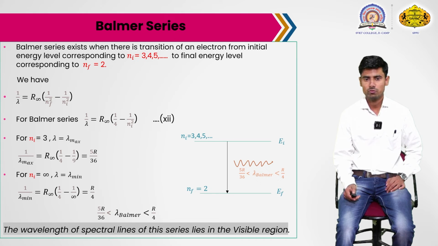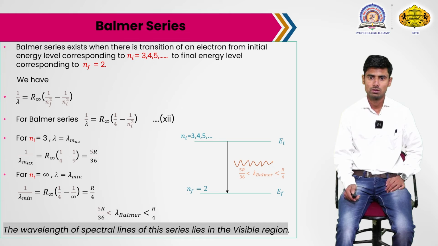And to find the minimum wavelength, I have to substitute Ni equals infinity, and you will get 1 by lambda equals R into 1 by 4 minus 1 by infinity, which comes out to be R by 4. So here you can observe that the wavelength for the Balmer series lies between 5R by 36 and R by 4, and this wavelength results in the visible region. So it comes in the visible region of the electromagnetic spectrum. The Balmer series was the first series which was observed, and it comes in the visible region of the electromagnetic spectrum.